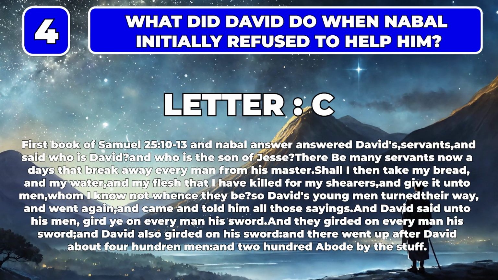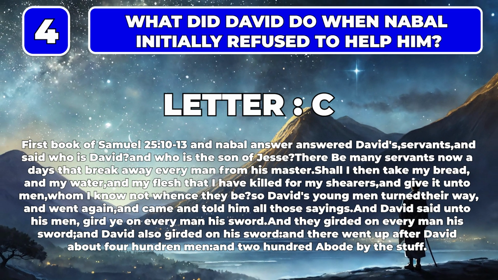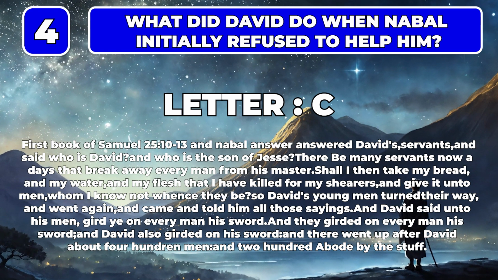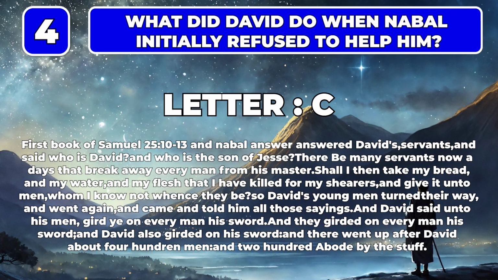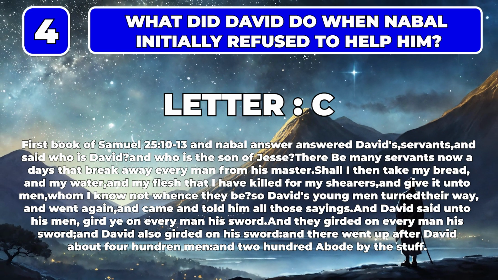So David's young men turned their way, and went again, and came and told him all those sayings. And David said unto his men, Gird ye on every man his sword. And they girded on every man his sword, and David also girded on his sword. And there went up after David about 400 men, and 200 abode by the stuff.